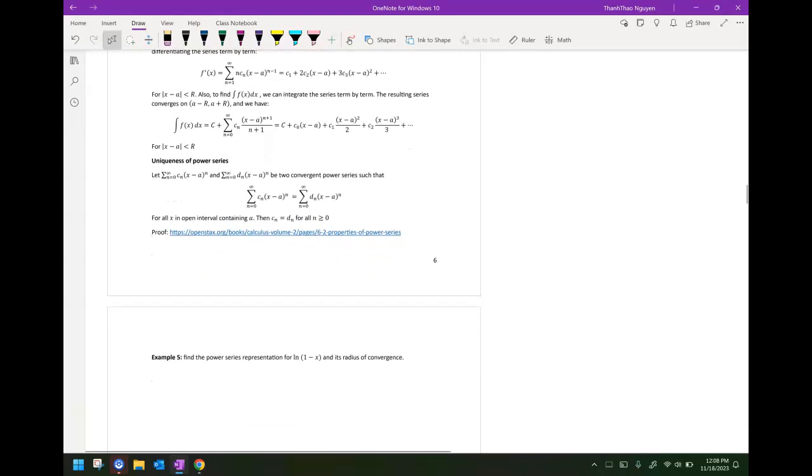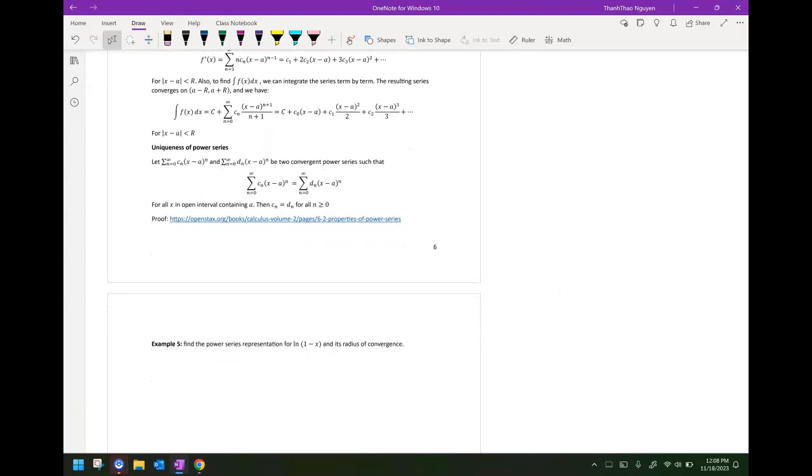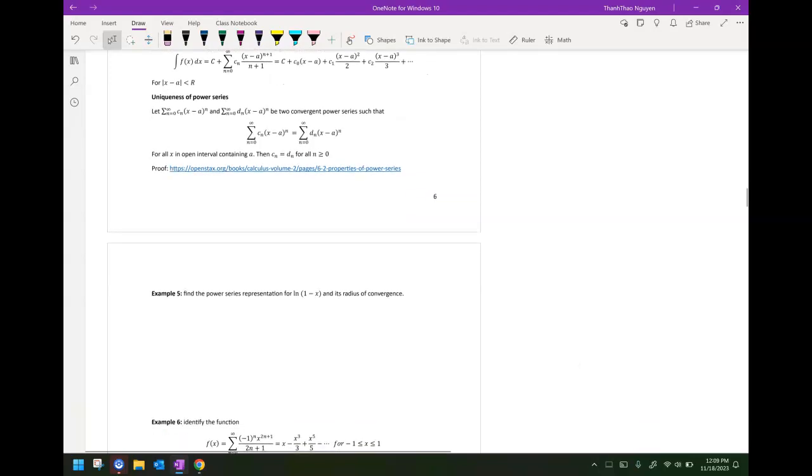Now, the uniqueness of power series. Let the sum from n equals 0 to infinity of c sub n times x minus a to the n, and the sum from n equals 0 to infinity of d sub n times x minus a to the n be two convergent power series. If the two series are equal for all x in an open interval containing a, then c sub n equals d sub n. What does it mean? That there's only one series that will make this happen. The proof is provided with the link, so go take a look at it.